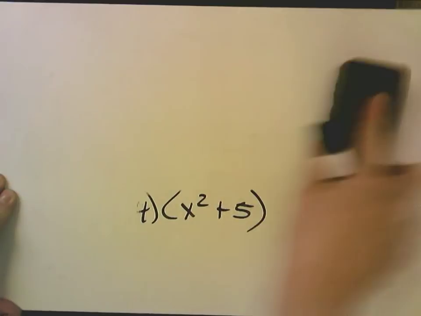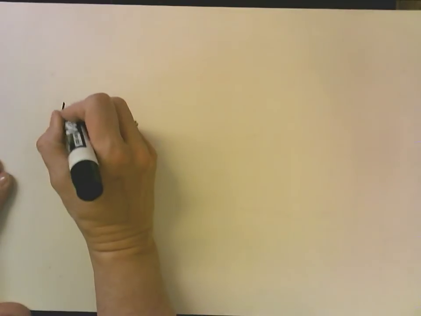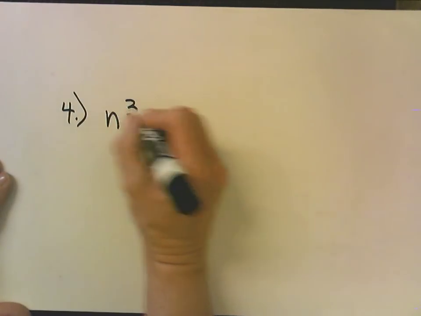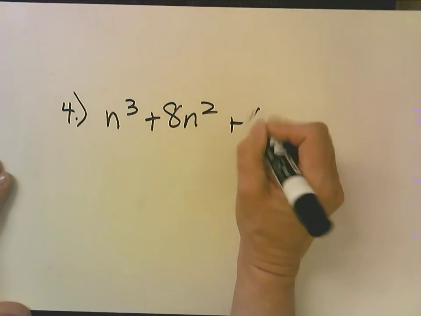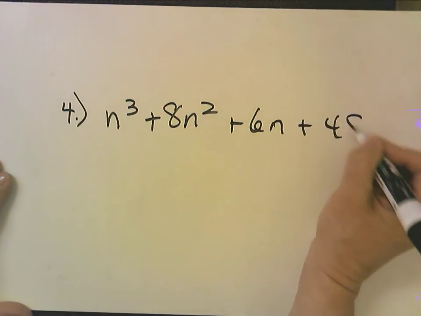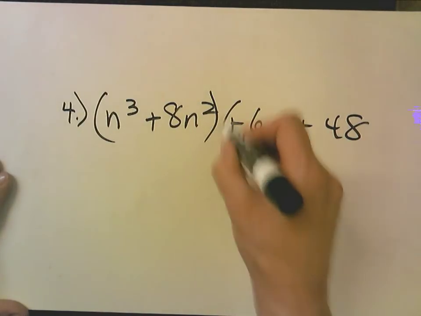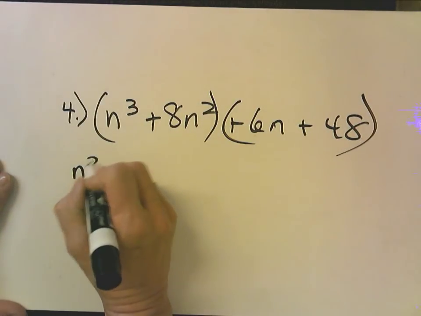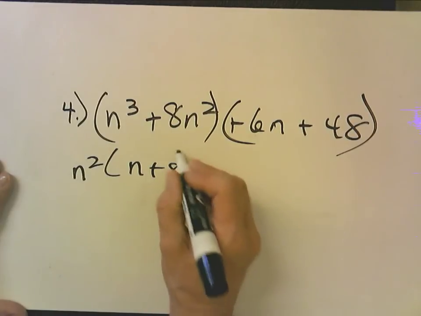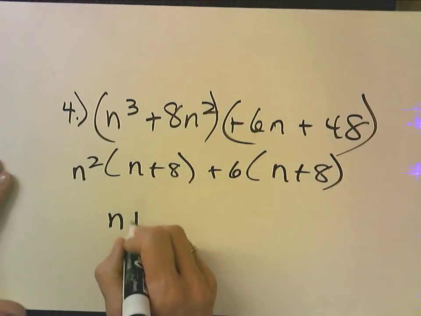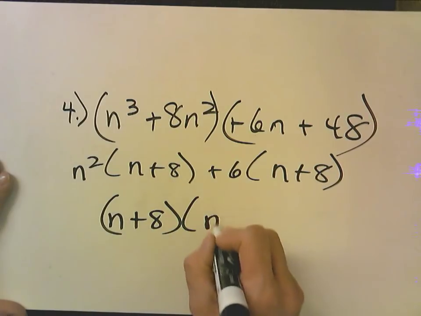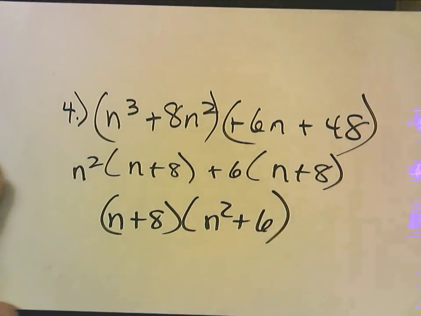Now for the last one, number 4, I have n cubed. Now I'm just going to rewrite this because I notice this is not in descending order, so it's not going to work. But once I put it in descending order, it's going to be easy. So I take out n squared, I get n plus 8. Plus 6, I get n plus 8. So it's (n + 8) times (n squared + 6).